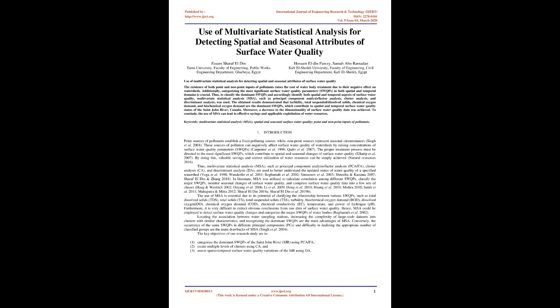The obtained results demonstrated that turbidity, total suspended/dissolved solids, chemical oxygen demand, and biochemical oxygen demand are the dominant SWQPs, which contribute to spatial and temporal surface water quality status of the St. John River, Canada. Moreover, a decrease in the dimensionality of surface water quality data was achieved. To conclude, the use of MSA can lead to effective savings and applicable exploitation of water resources.